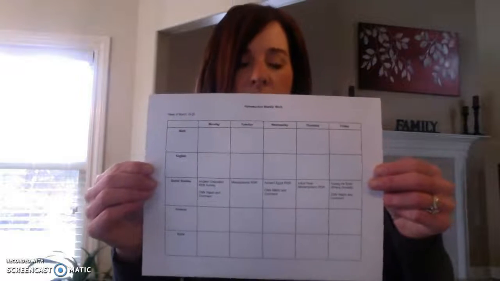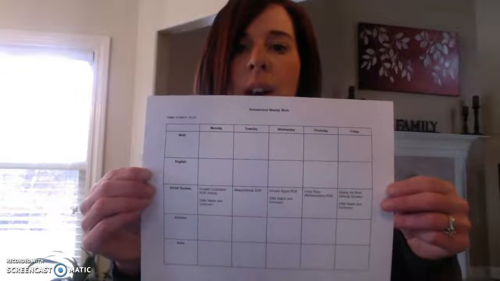Use this as a checklist to see if you have turned in all of your assignments that are due so far. On Monday, you had your introduction RDR activity and you had to watch CNN Student News. On Tuesday, you had your Mesopotamian RDR activity. Yesterday, you had Ancient Egypt. You also had to watch CNN Student News again.